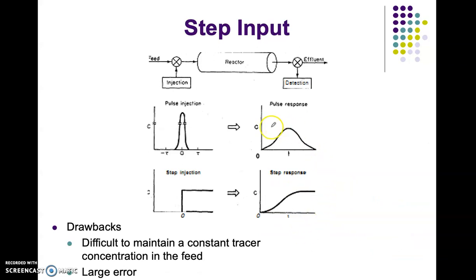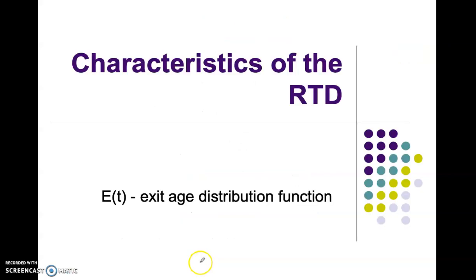So this is the step input, which is slightly different. It looks like this. But the pulse looks something like, if you go for medical, those heart rate traces. That is like a pulse response, and a step response is something like this. Normally people will use pulse input compared to step input, because step input has some drawbacks. It's difficult to maintain a constant tracer, it has large error, and it's expensive compared to the pulse input, right?